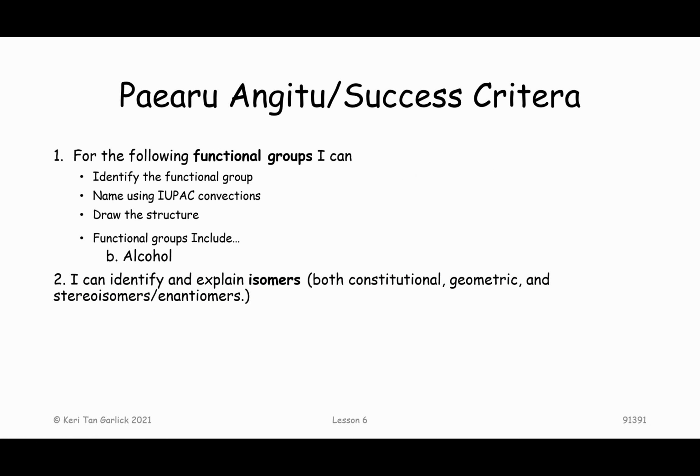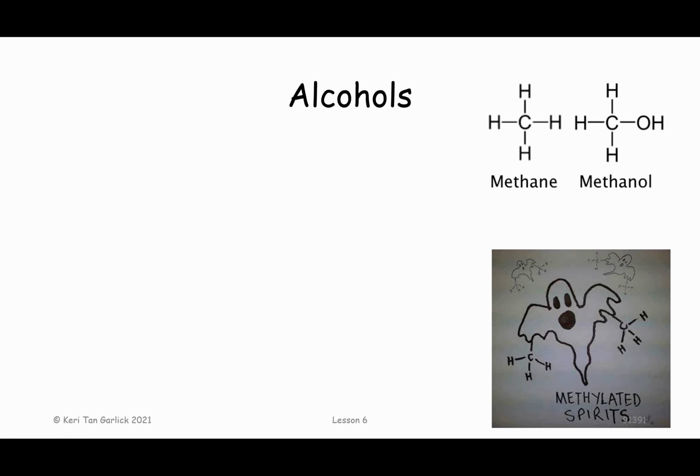Cool. All right, so success criteria, you should be able to do the naming and stating the properties of alcohols, and we should have now finished all of those isomers because we can do these optical isomers, which can also be known as stereoisomers or enantiomers. Cool, so let's start with the alcohols.